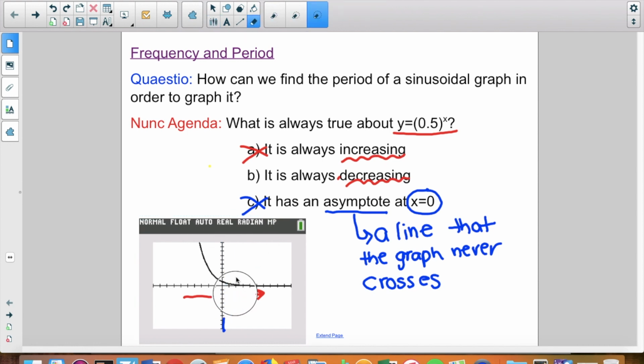Now, the big misconception here is that x equals 0 is this line here. This line here is actually y equals 0. So there is an asymptote, but it's not at x equals 0. It is at y equals 0. So that tells us that our answer here is B. I know that it looks like it's leveling off, but the graph is just getting really, really close to the x-axis, but it never actually touches it.